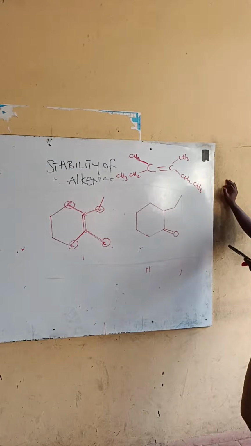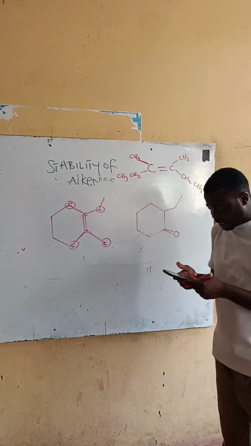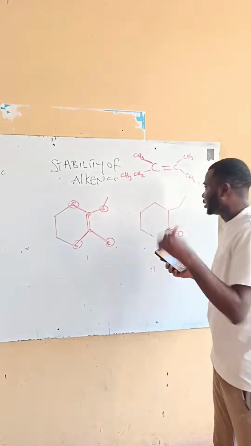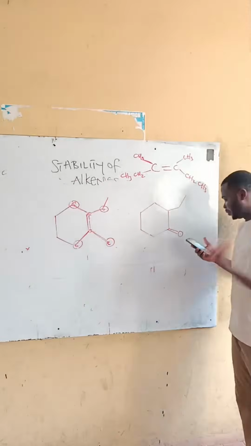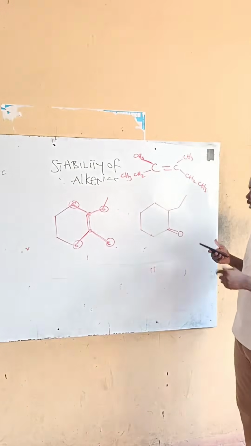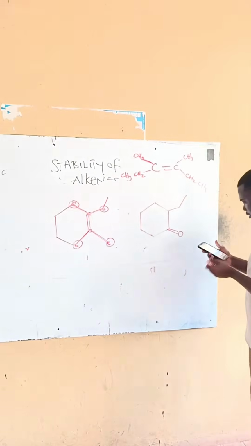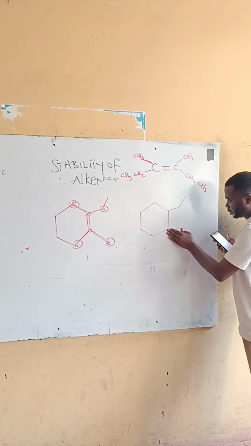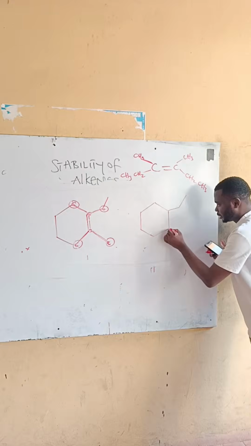Who said it's not clear? This is clear now. The C's are trans. Okay, don't worry. When we get there, I will explain it. Now, there's nothing here. Sorry, it's like this. There's nothing here, it's like this.